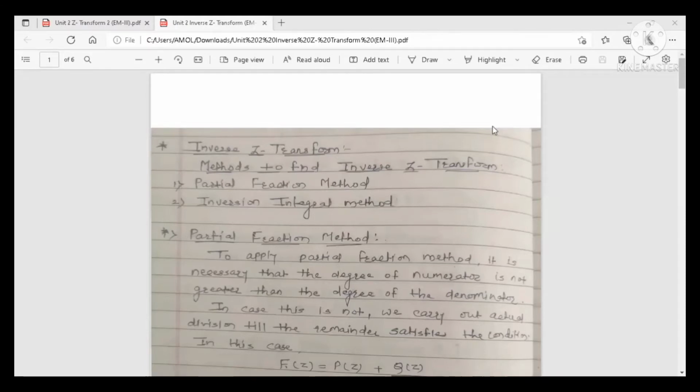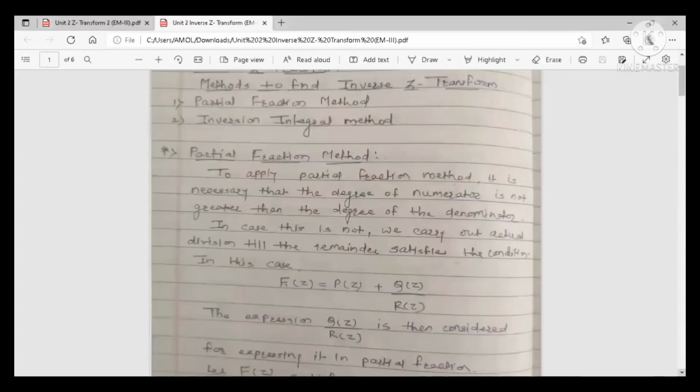Today we are going to discuss inverse Z transform. This is a topic from Unit 2. In the previous lecture we discussed Z transform. Now, inverse Z transform. There are two methods to find the inverse Z transform. The first method is the partial fraction method and the second method is the inversion integral method. Now the first method, partial fraction method.